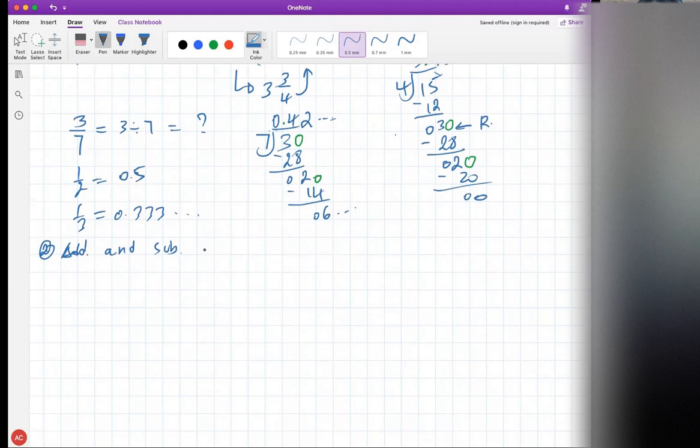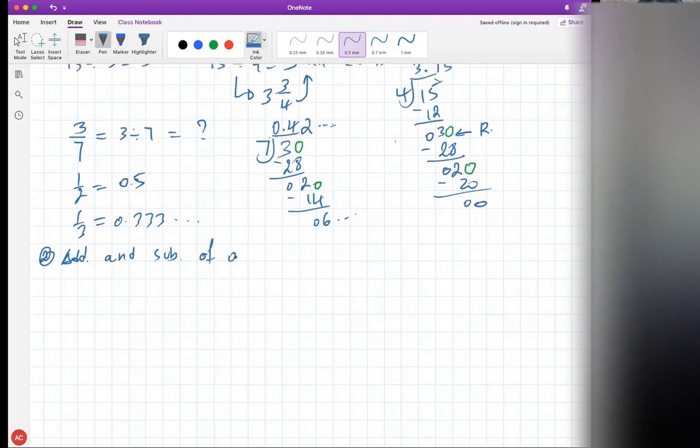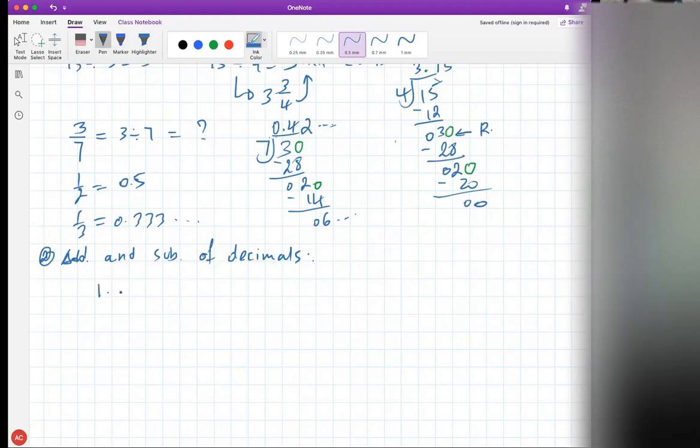Okay, so addition and subtraction of decimals. These are pretty simple, just like adding whole numbers, except for one little trick. So let's say you want to add these, and maybe 25.4. Want to add these two.